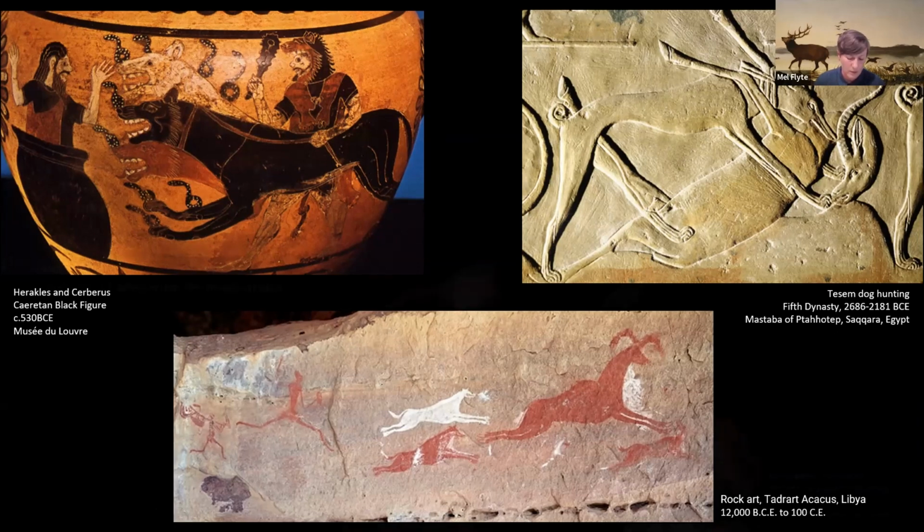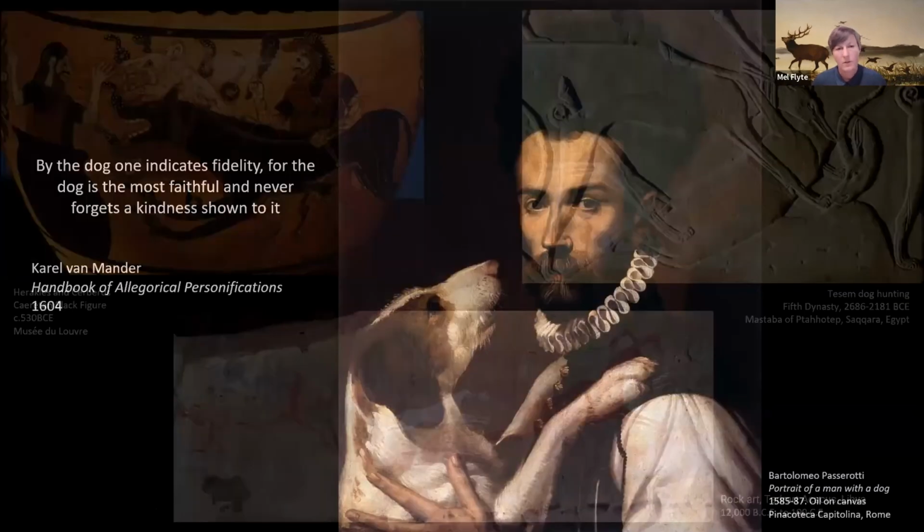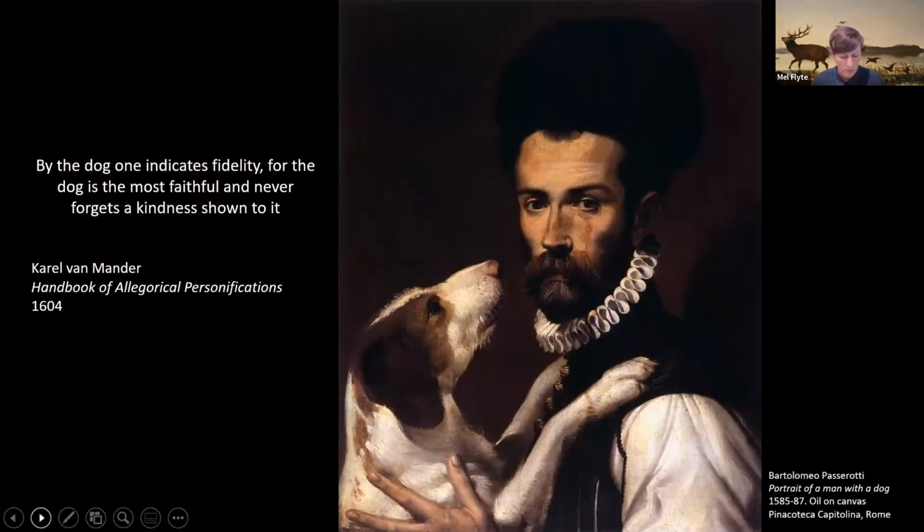From early on, there was an understanding that dogs in art were associated with loyalty, fidelity, and companionship, and this is a consistent theme when dogs appear throughout the centuries. In 1604, Karel van Mander, in his Handbook of Allegorical Personifications, an instructional book for artists, stated, "By the dog, one indicates fidelity, for the dog is the most faithful and never forgets a kindness shown to it."